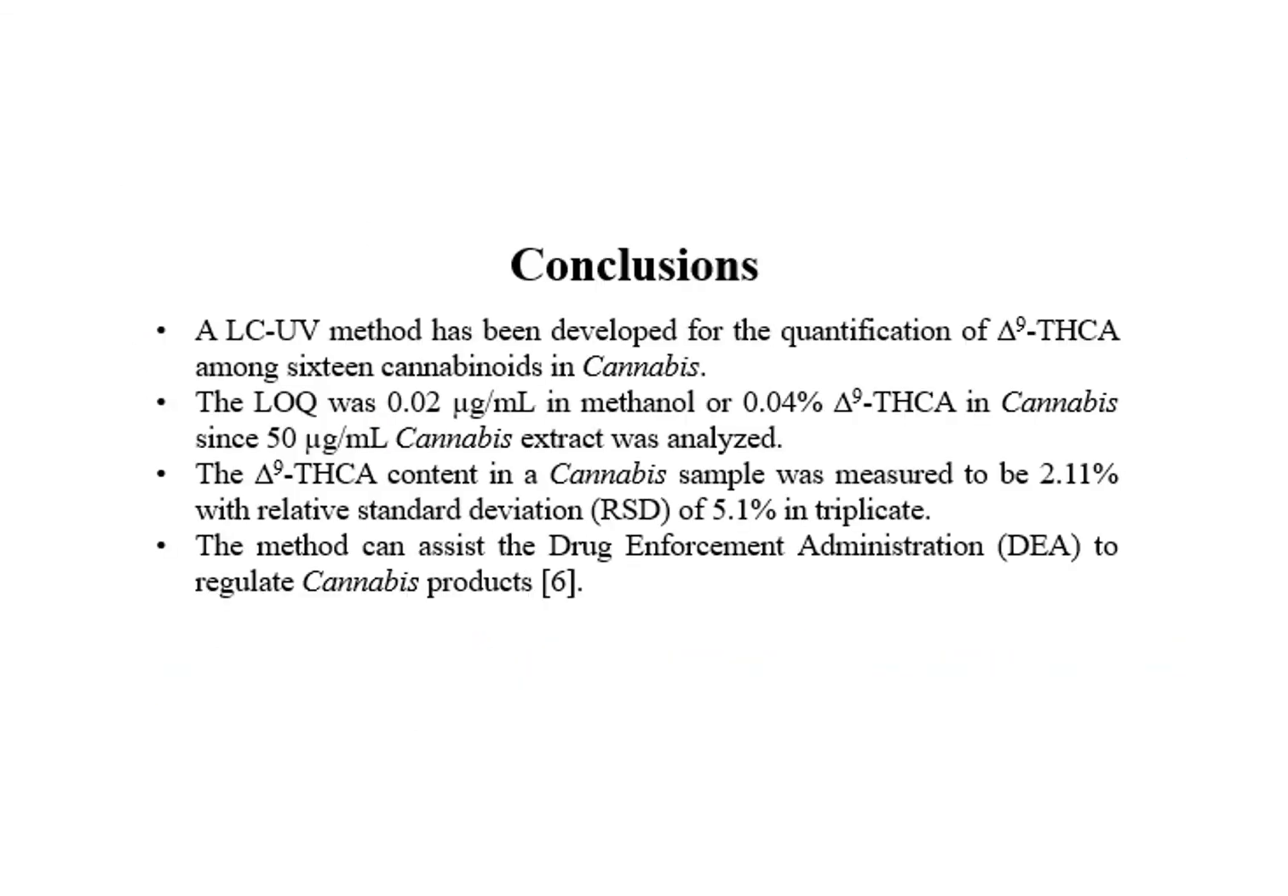So in conclusion, an LC-UV method has been developed for the quantification of delta-9 THCA among 16 cannabinoids in cannabis. The LOQ was 0.02 micrograms per milliliter methanol, or 0.04% delta-9 THCA in cannabis, since 50 micrograms per milliliter cannabis extract was analyzed. The delta-9 THCA content in a cannabis sample was measured to be 2.11% with relative standard deviation of 5.1% in triplicate. The method can assist the Drug Enforcement Administration, the DEA, to regulate cannabis products.